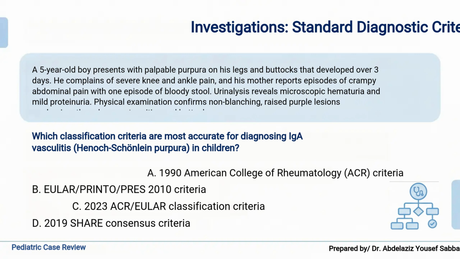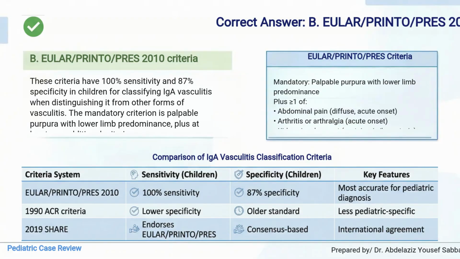Option A. 1990 American College of Rheumatology criteria. Option B. The 2010 European League Against Rheumatism, Pediatric Rheumatology International Trials Organization, and Pediatric Rheumatology European Society criteria. Option C. 2023 American College of Rheumatology and European League Against Rheumatism classification criteria. Option D. 2019 Single Hub and Access Point for Pediatric Rheumatology in Europe Consensus Criteria. The correct answer is Option B.